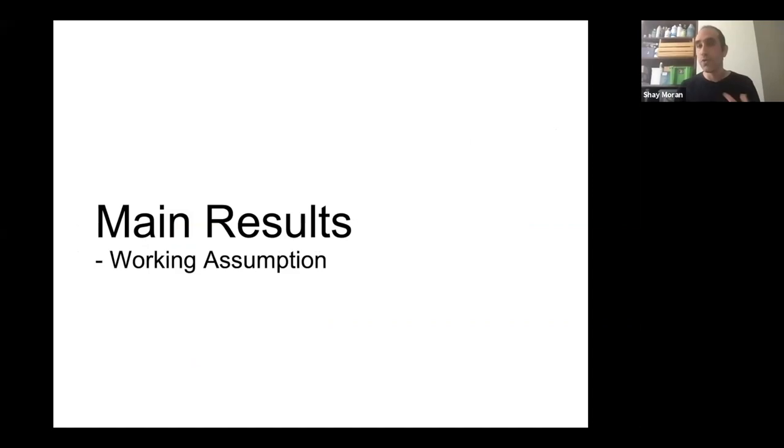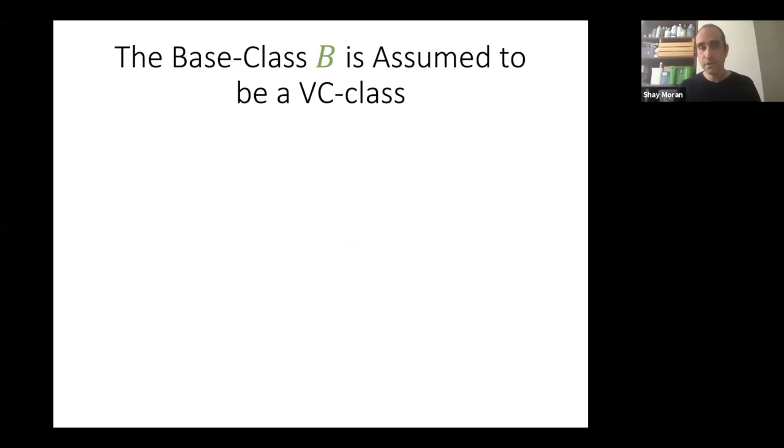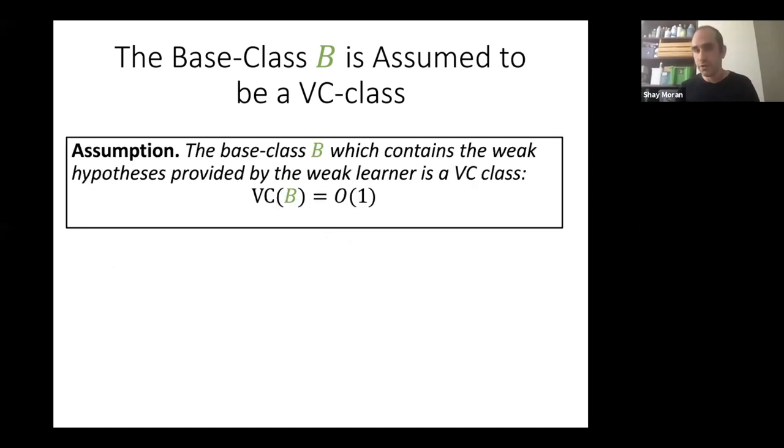How do we quantify that the base class is simple? The way we do it is that we assume that the base class is a VC class. What does it mean to be a VC class? It means that the VC dimension of this class is small. We will even make the assumption that it's constant, but it can be more than constant, but it has to be small. Okay, so again, the base class is a VC class.